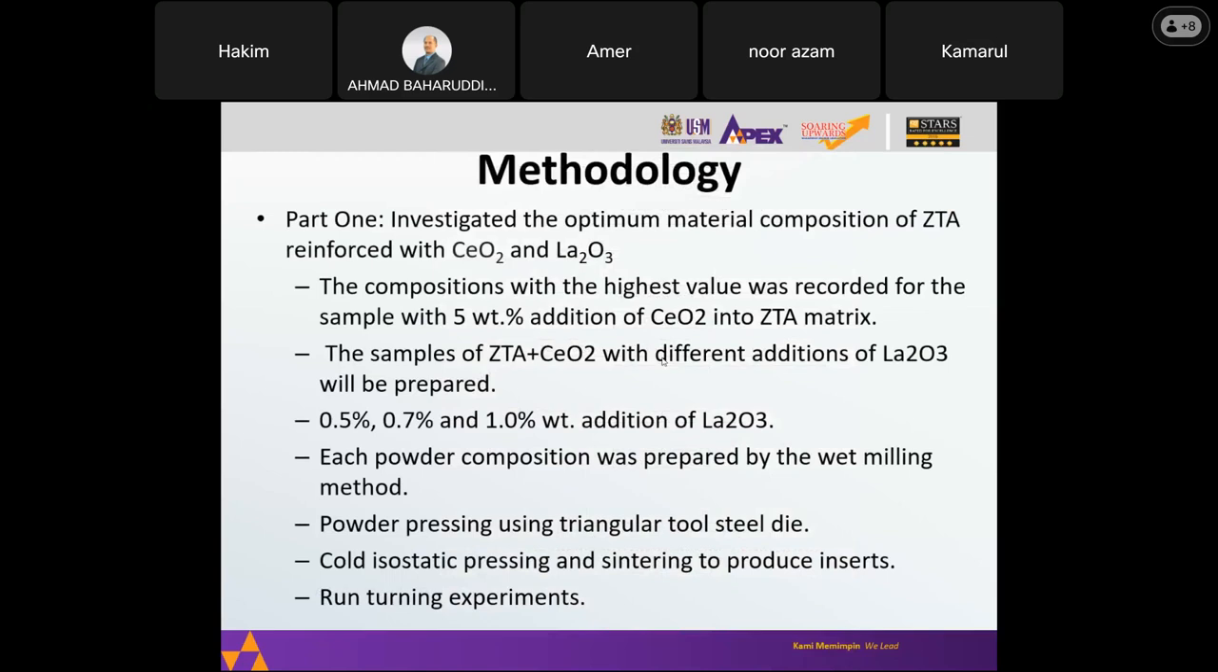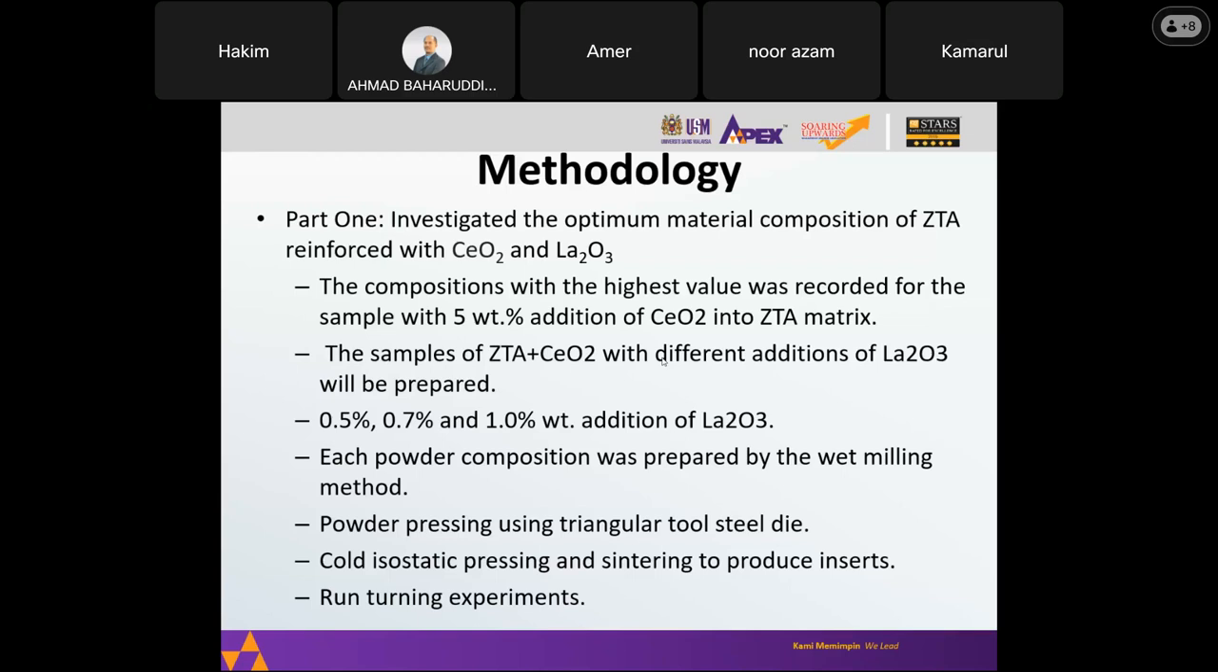Investigate the optimum material composition of the ZTA reinforced with cerium and lanthanum. The composition with the highest value was recorded for the sample with 5% addition of cerium. Then different additions of lanthanum will be prepared: 0.3, 0.5, 0.7 and 1% weight addition. Each powder is prepared by the wet milling method.